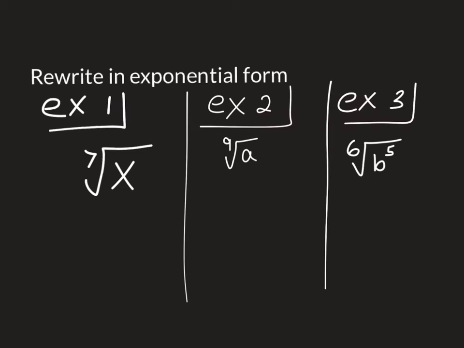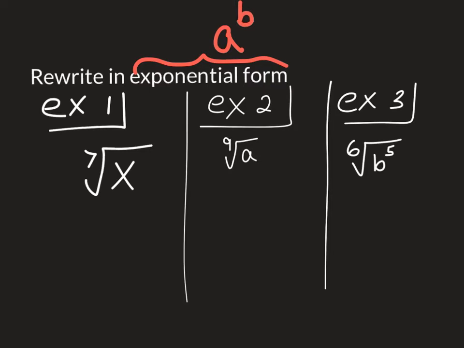For these questions, they are currently in radical form, and radical form means that there is a square root, or maybe a seventh root in this particular case, or a ninth root. In this case there's a sixth root. So radical just means some kind of root is going on. And what we want to do is write them in exponential form. And exponential form is taking any value and then raising it to some power.